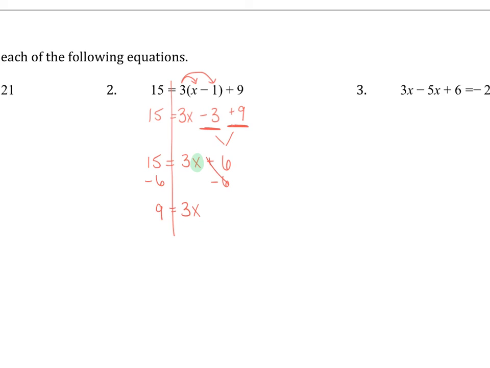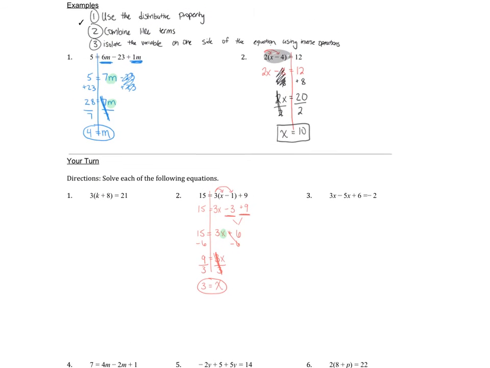My last step is I'm going to divide by 3. So you always divide by the number that's right next to the variable. So I need to get rid of that 3, so I need to divide both sides by 3, and I get x equals 3 as my final answer. So that one I wanted to go over just because it combines all 3 things. We distributed, we combine like terms, and then we solve for the number.